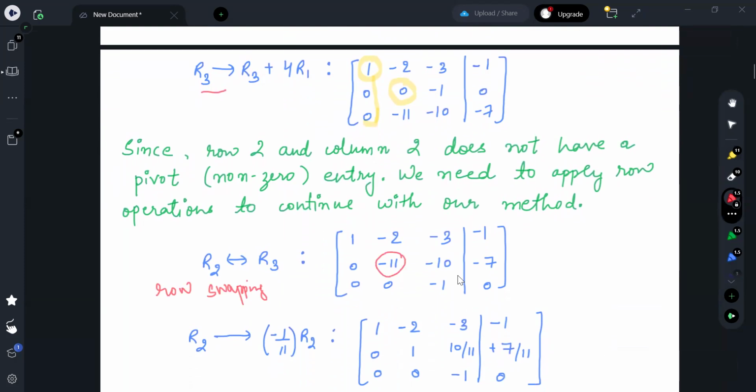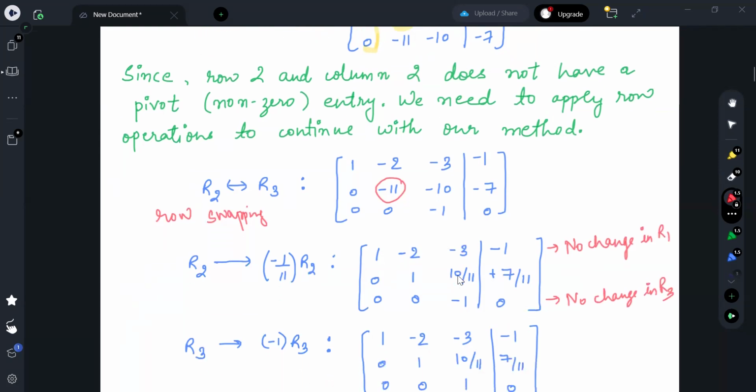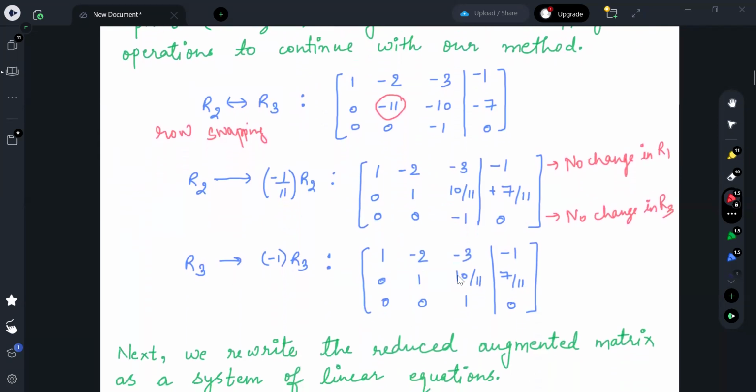I need to make this a 1. So what do I need to do to make this a 1? I multiply by a scalar. So I multiply by -1/11. This guy is a 1. Each entry in row 2 will be changed. No change in row 1, no change in row 3. But everything in row 2 will be changed, right? Even the augmented parts.